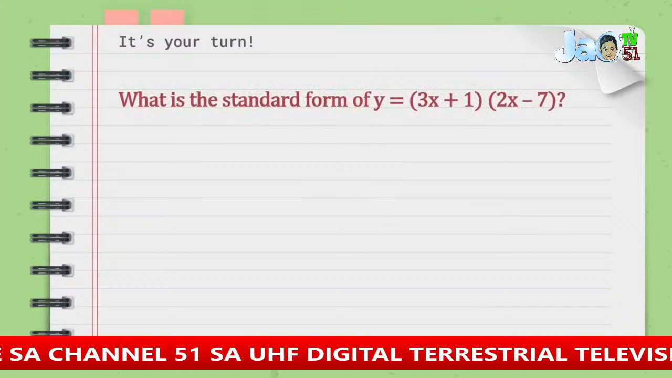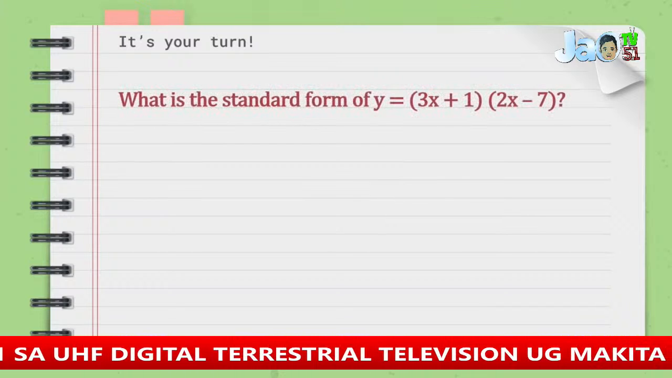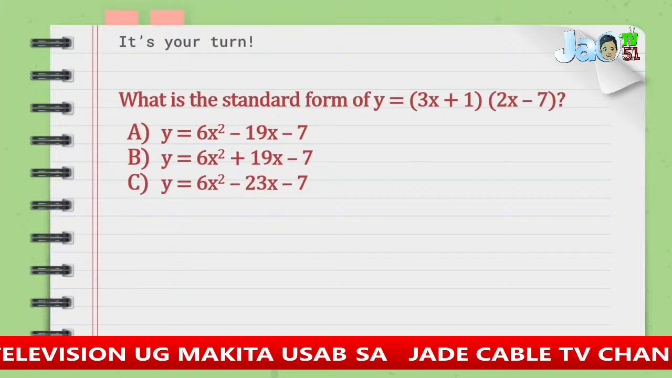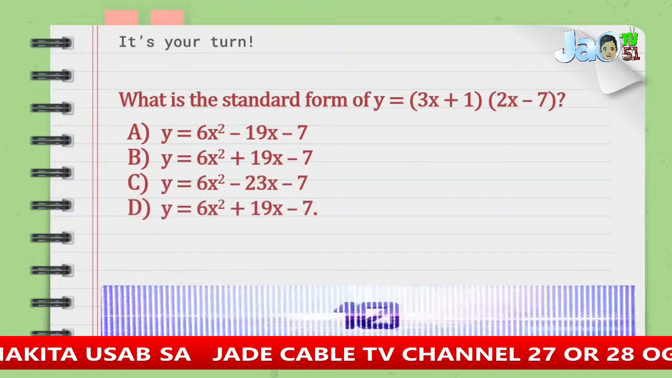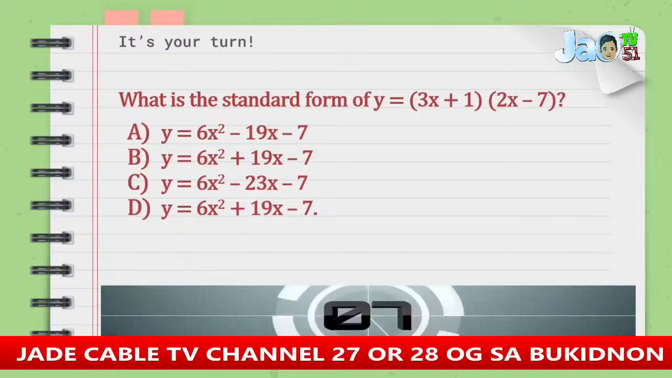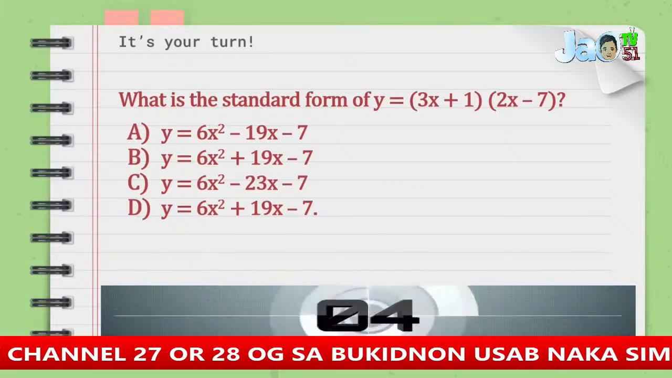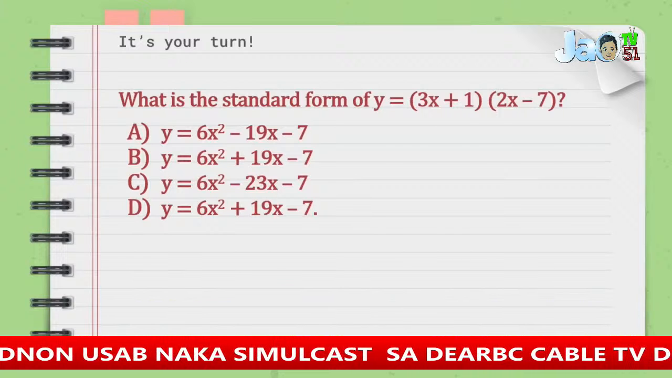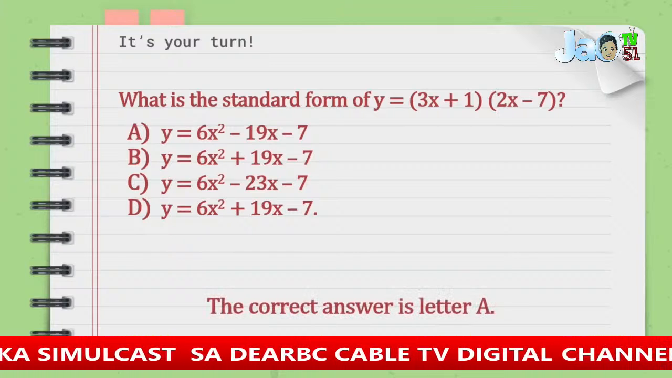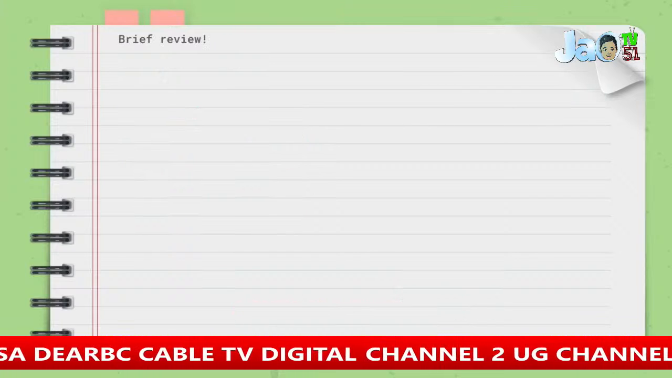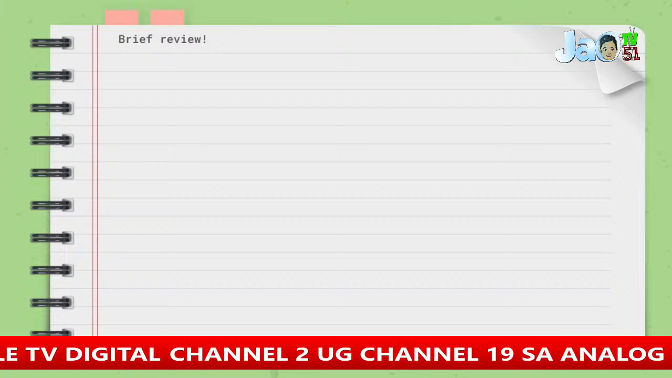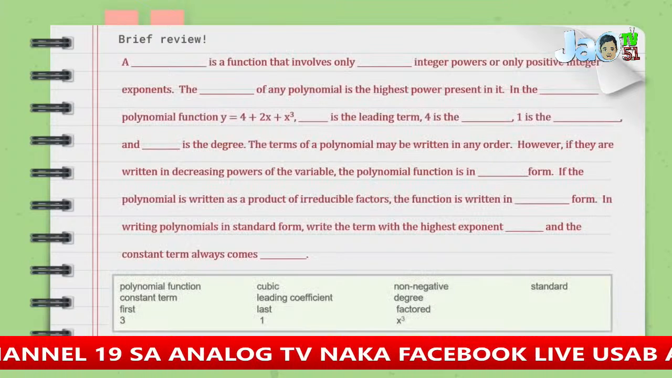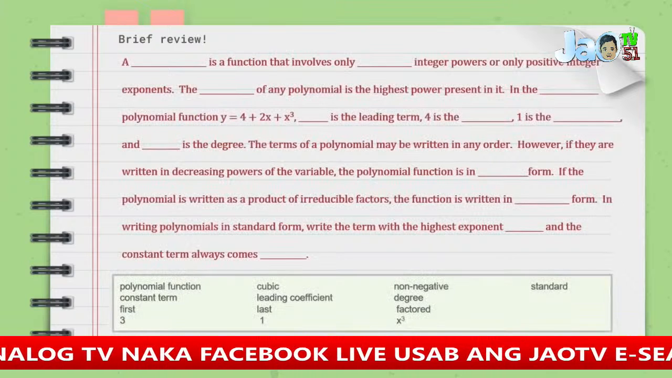What is the standard form of y equals the quantity of 3x plus 1 times the quantity of 2x minus 7? You are correct if your answer is letter A. To review, let us complete this paragraph. We are to fill the blanks with the choices provided in the box below. Do this in 15 seconds.